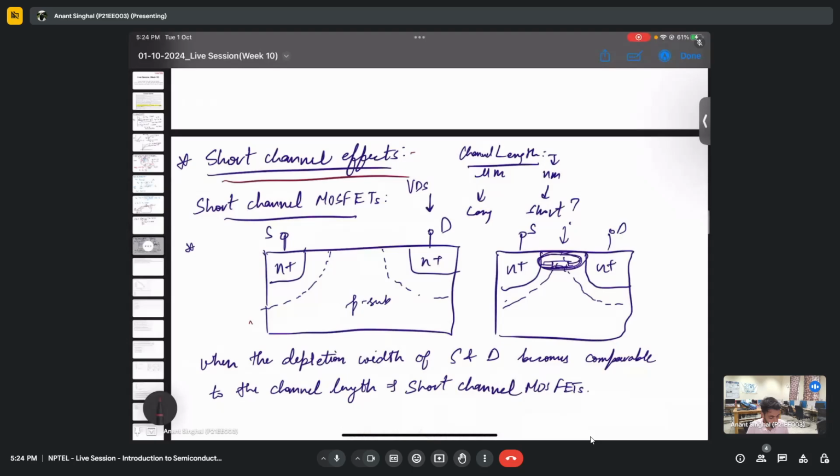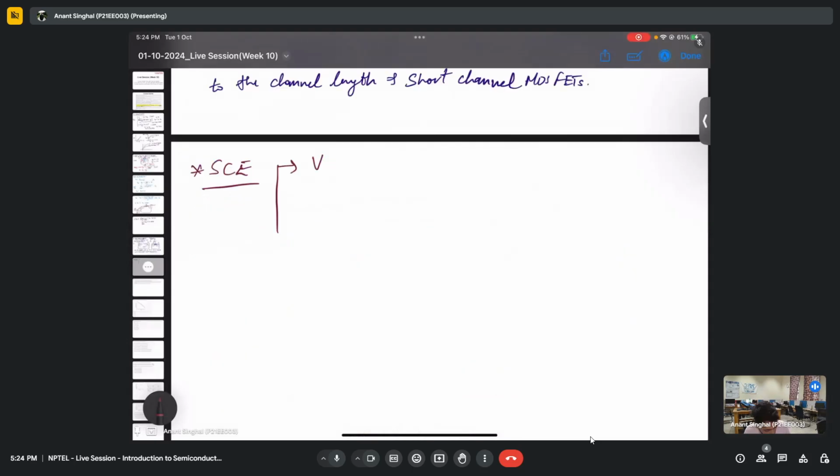So there are several short channel effects. Let me name a few. One is the VTH roll off, the second is punch through. These are most of the questions that are asked in any of the VLSI interviews that you will give, because this is the most important thing that is going on right now in the industry also.